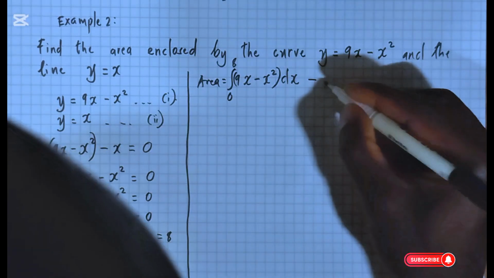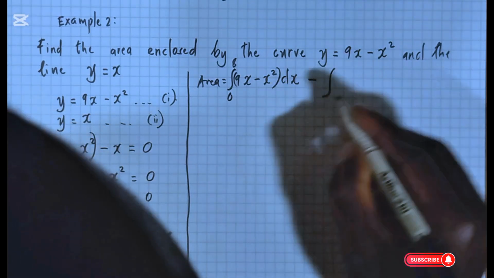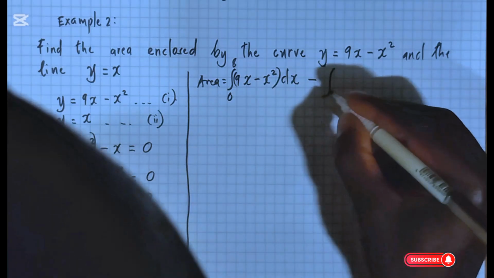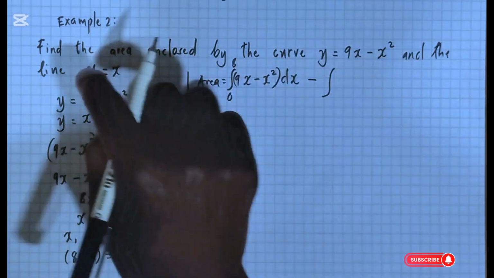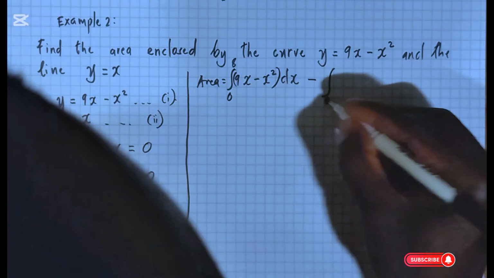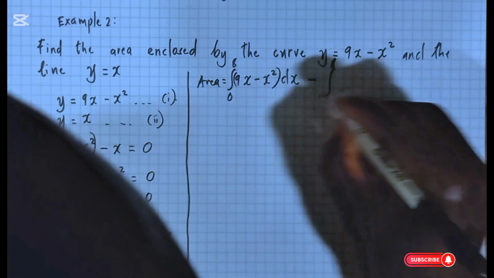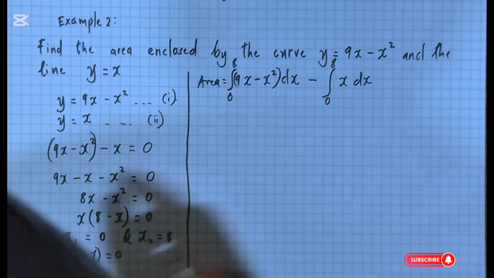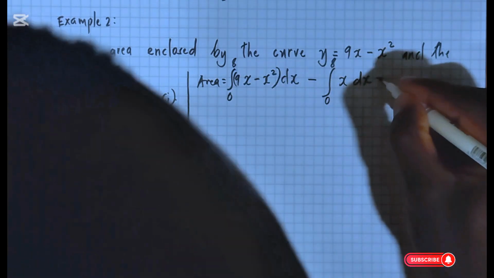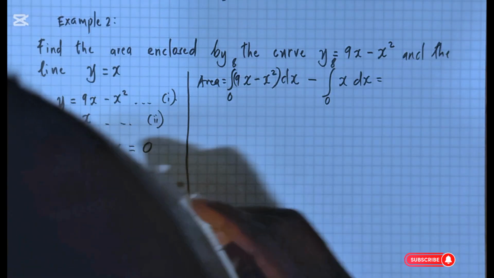That is minus the definite integration of this here, this second equation, because all of them are given by y. So it's going to be 0 and 8. So basically, the definite integration of x with respect to x. All right.